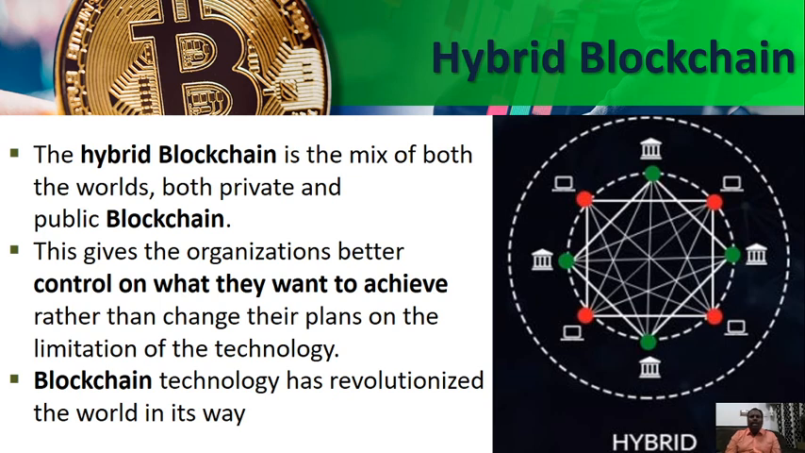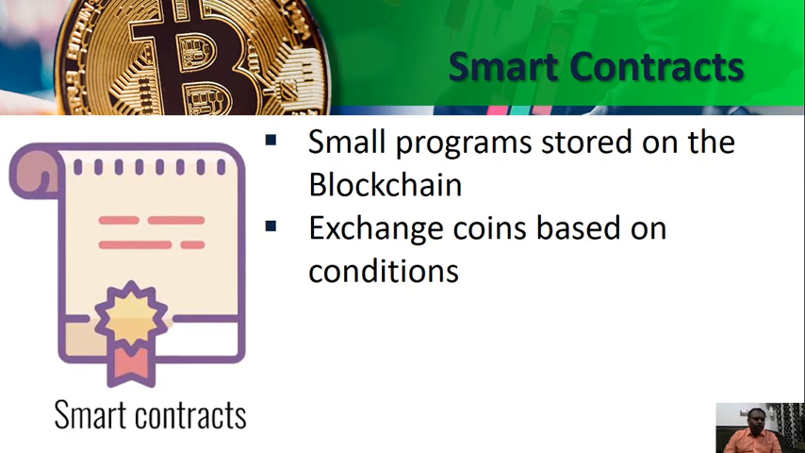The fourth one is the hybrid network, which is the beauty of the revolutionized world, wherein it's a mix of both private and public blockchain. The organizations have better control when they want to achieve something, so it has the advantages of the private and the advantages of the public as well. Same goes for the disadvantages as well.